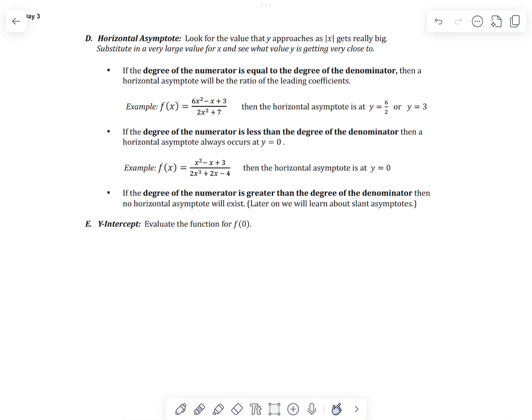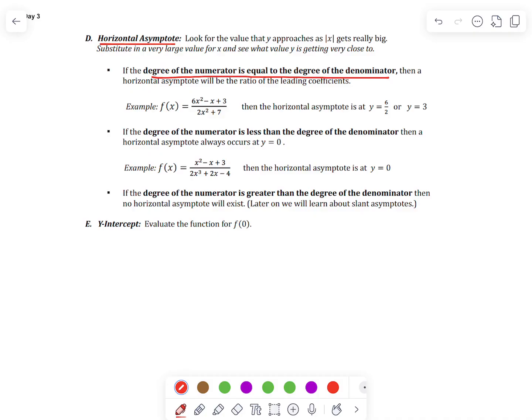Part D, horizontal asymptotes. To find the horizontal asymptote, we have to look at the value which y approaches as the absolute value of x grows. So there are going to be 3 scenarios. If the degree of the numerator is equal to the degree of the denominator, then you will have to divide the leading coefficients.